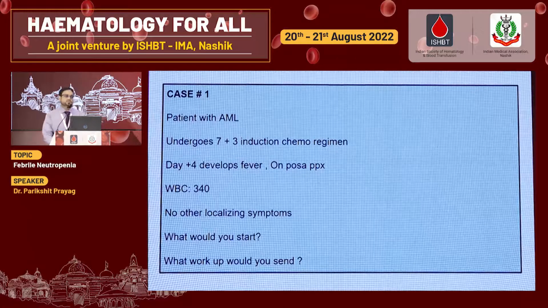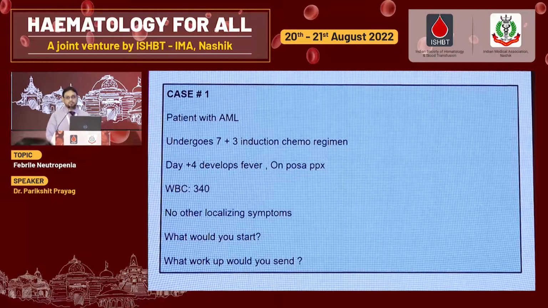This is a patient with acute myeloid leukemia. He undergoes his 7+3 induction chemo regimen. On day +4, so on the 4th day after his chemotherapy, he develops fever. As is the practice in most centers, most centers give antifungal prophylaxis to AML patients who are on induction chemotherapy. Now, when you talk about antifungal prophylaxis, you have to really ask yourself, what kind of antifungal prophylaxis am I giving this patient?